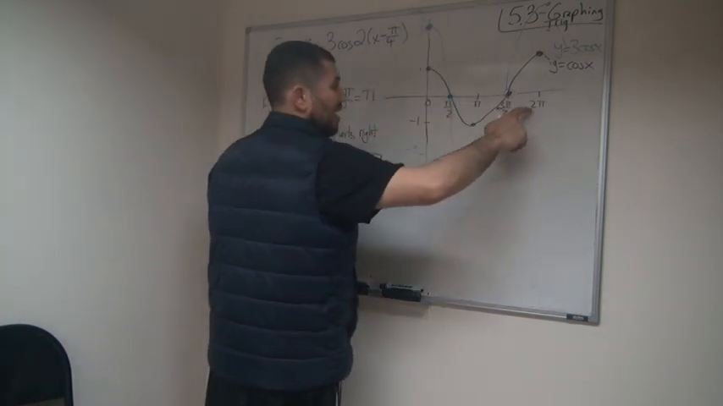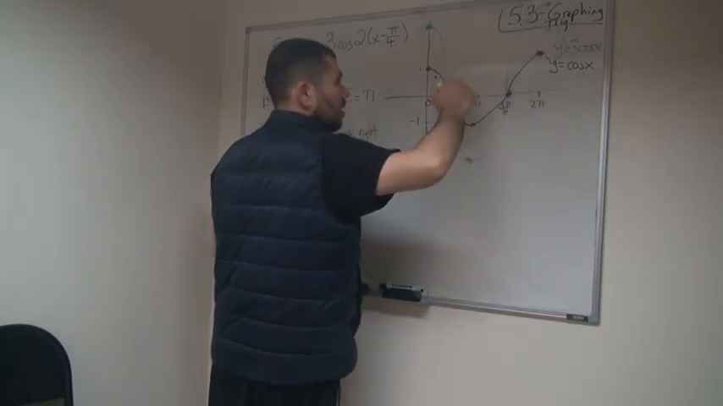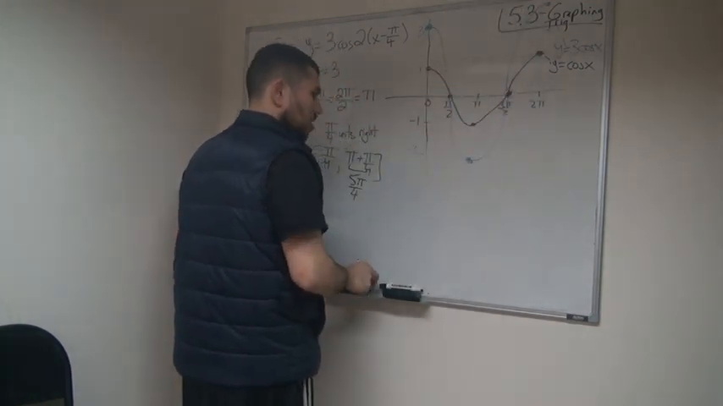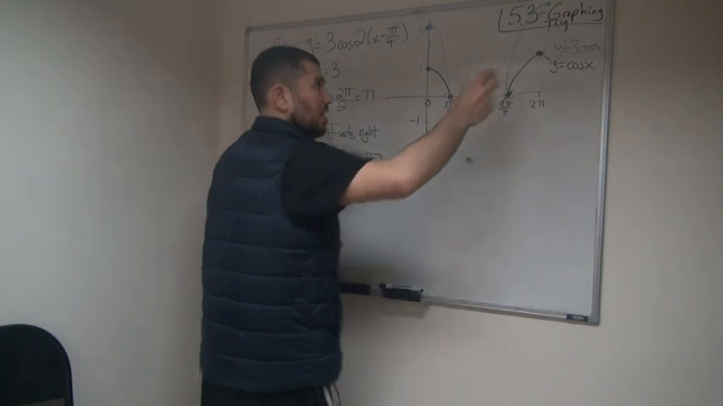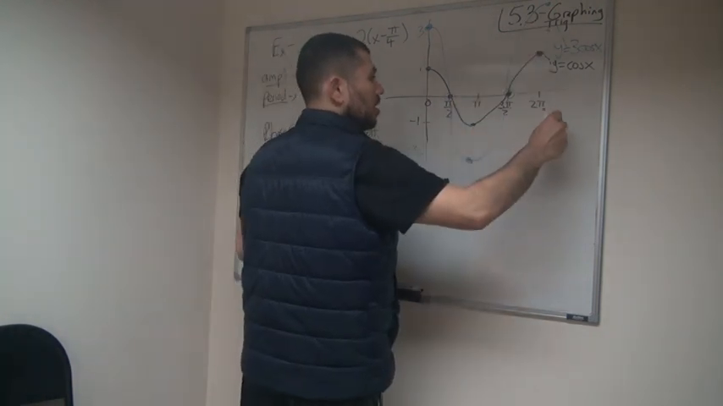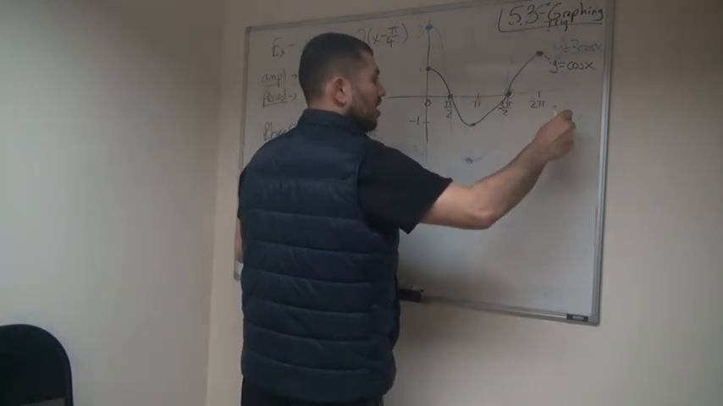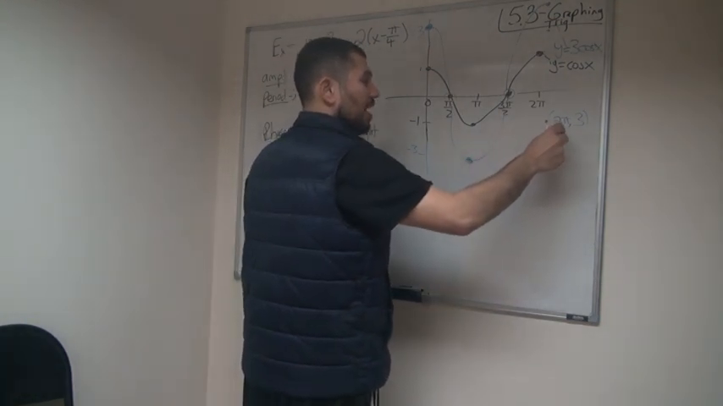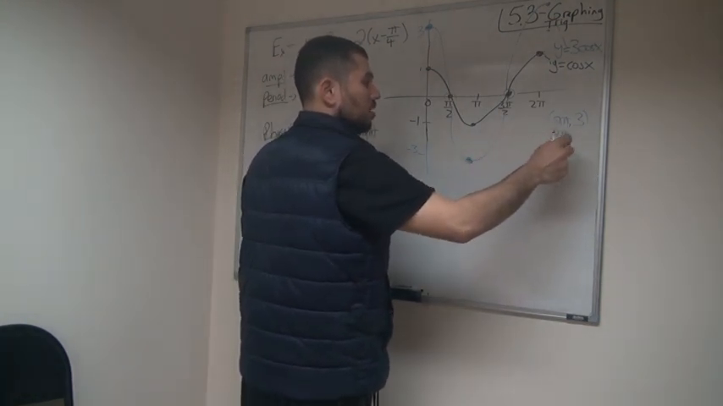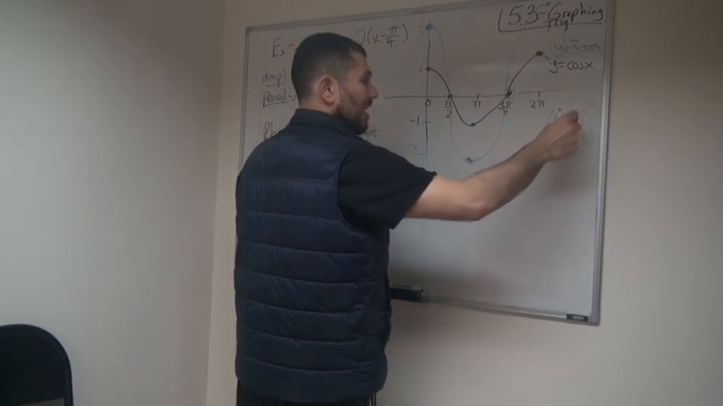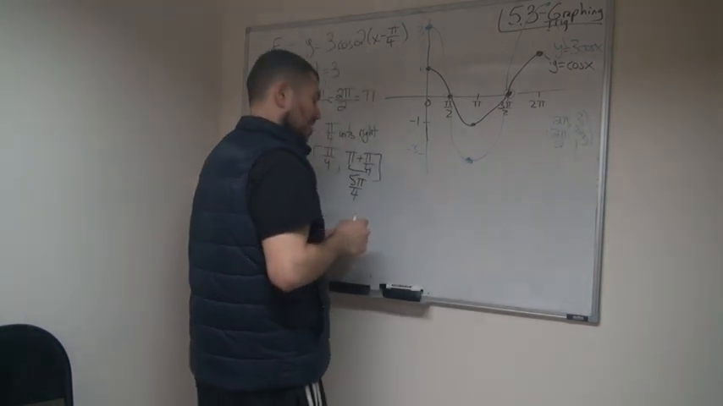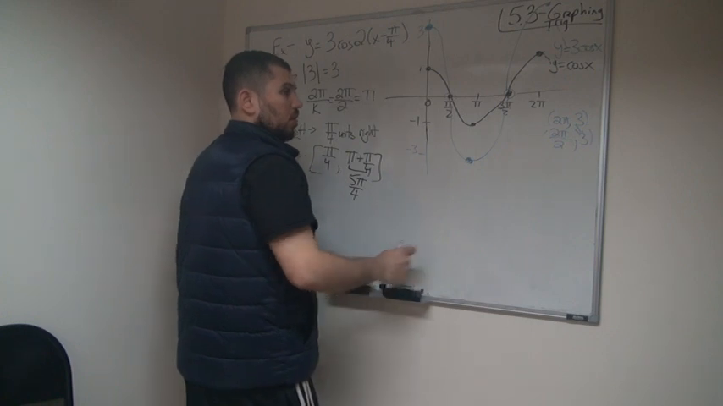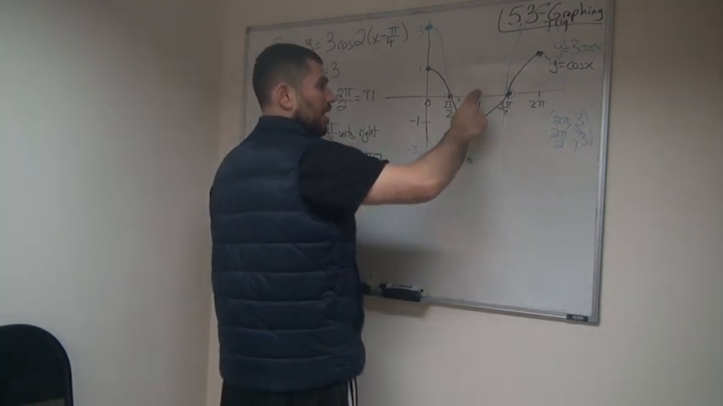So before I had 2 pi comma 3 as a point on the blue graph, right? This point was 2 pi in terms of x, 3 in terms of y. Now I'm going to do 2 pi over 2 comma 3. So I kept the output, I divided the input by 2. Well, 2 pi divided by 2 is 1 pi.